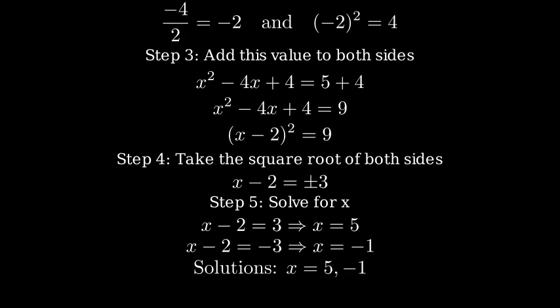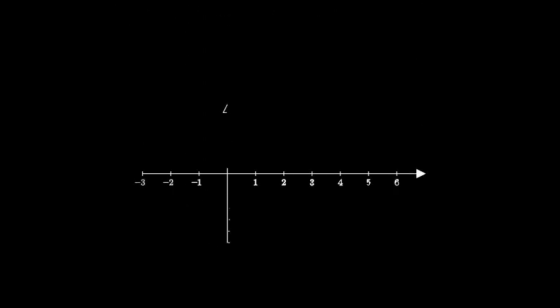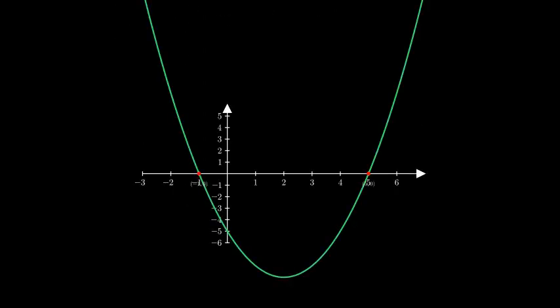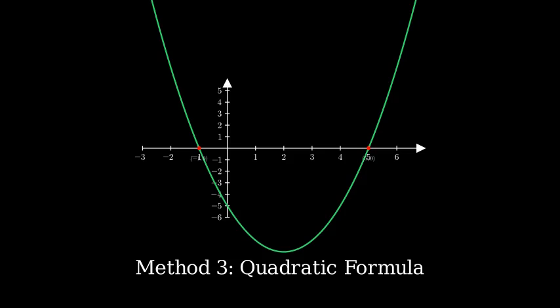Let's verify these solutions with a graph. The graph of y equals x squared minus 4x minus 5 crosses the x-axis at x equals negative 1 and x equals 5, confirming our solutions. Our third method is using the quadratic formula, which works for any quadratic equation.